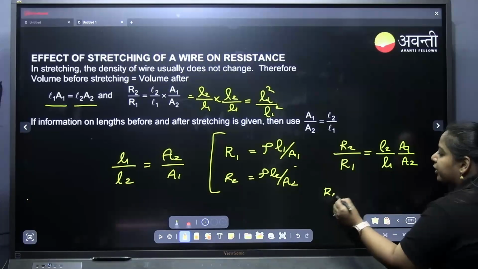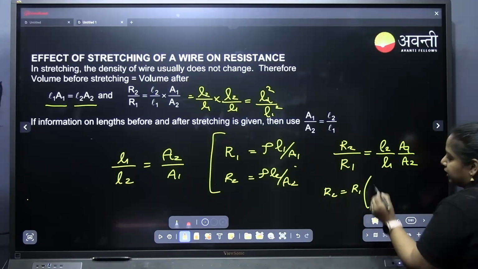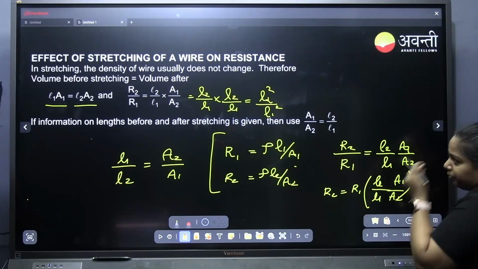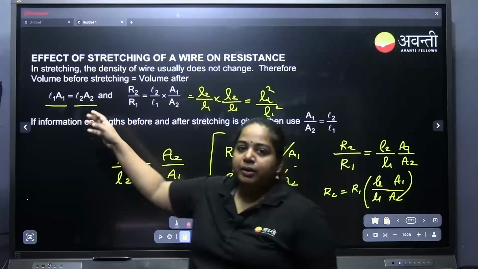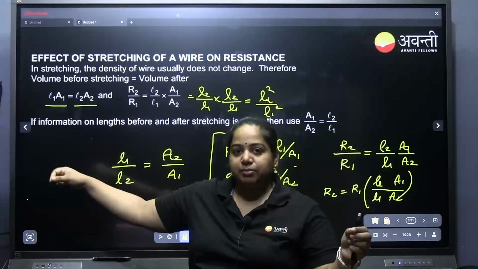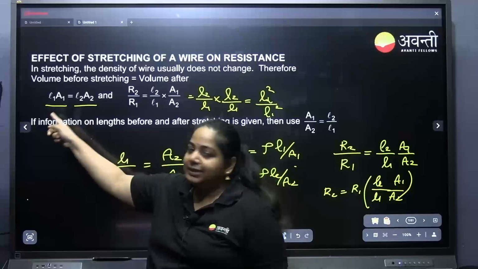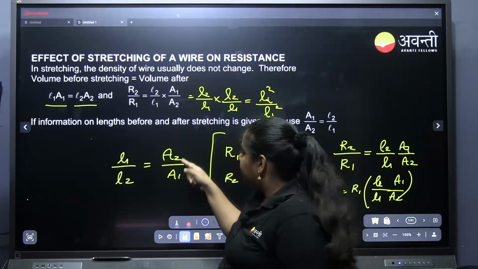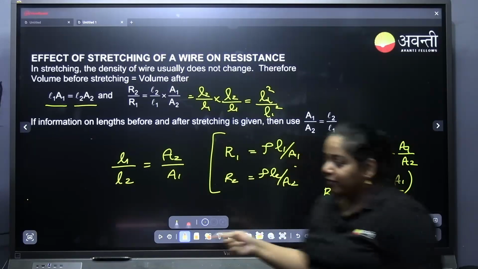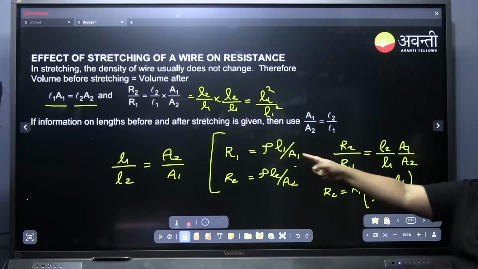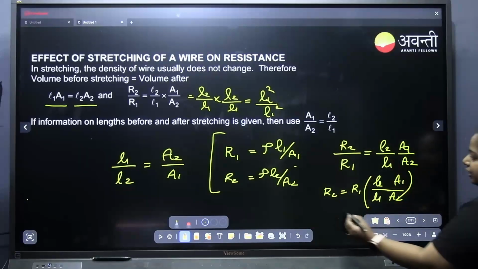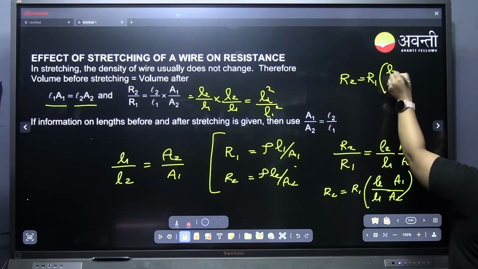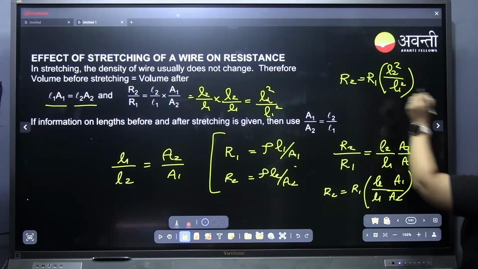And R2 will be equal to R1 into L2 by L1 into A1 by A2. Then by comparing volume, because volume won't change, right? If you stretch something or compress something, volume will be the same before and after. Comparing that, we will get A2 by A1 equal to L1 by L2, which means A1 by A2 equal to L2 by L1. Substituting that, you will get R2 equal to R1 times L2 square by L1 square.